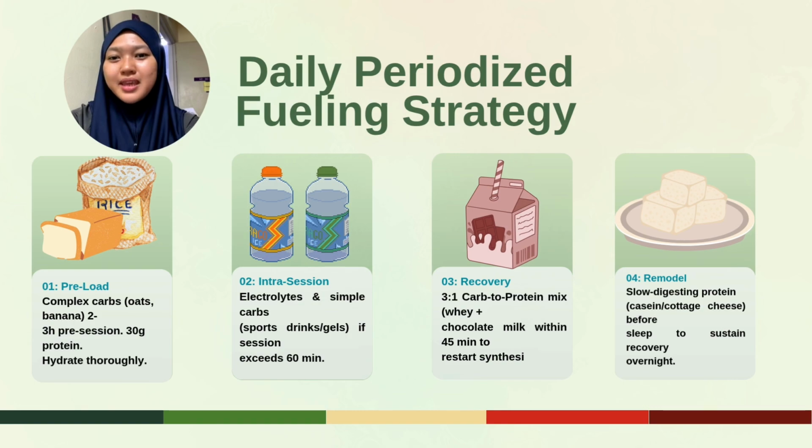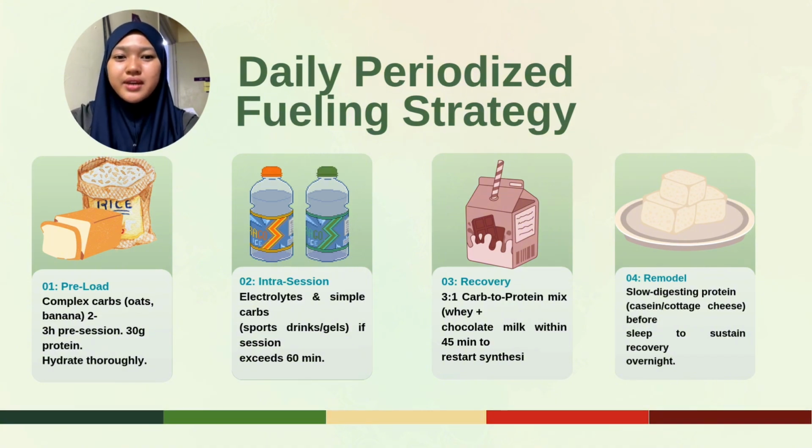For the rugby player, they must consume a preload before their games or before their training, which is complex carbs like oats, bananas, 2 to 3 hours before the session, 30 grams of protein, and also they must hydrate properly. Number 2 is intra-session. They must consume electrolytes or simple carbs like sports drinks or gels if the session exceeds 60 minutes.